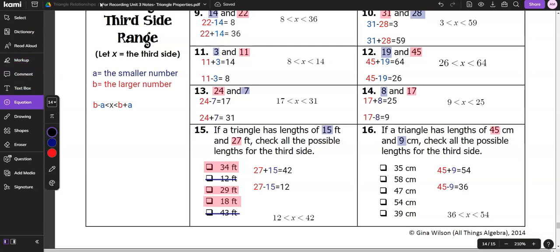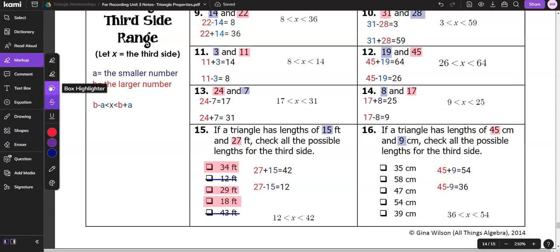All right, number 16, if a triangle has lengths of 45 centimeters and 9 centimeters, we want to check all possible lengths for the third side. So 45 plus 9 is 54. 45 minus 9 is 36. So our range is going to be 36 to 54, not inclusive. So it cannot be 36 and it cannot be 54.